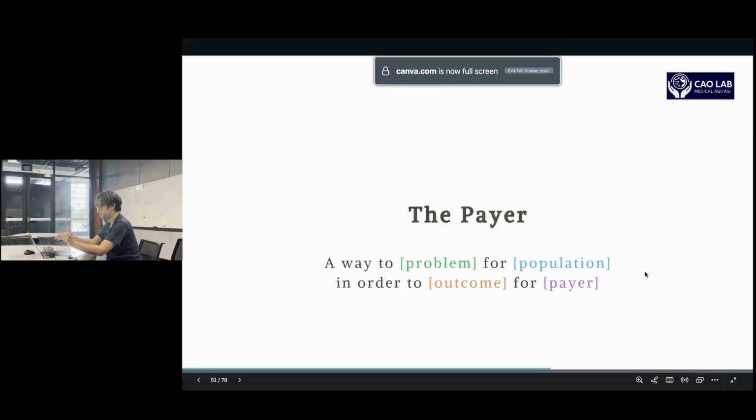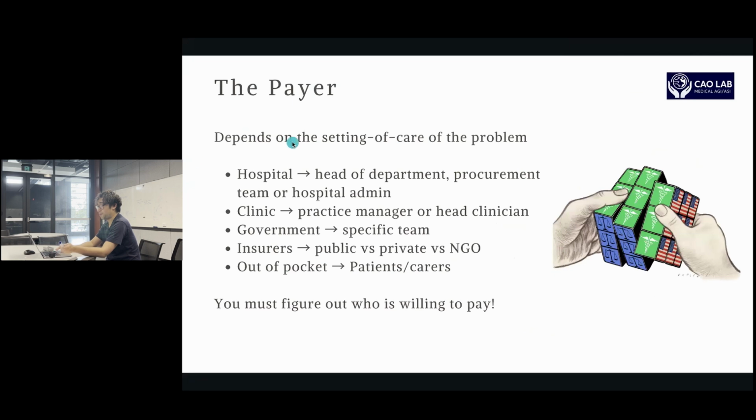Okay, the payer. The payer depends very heavily on the setting of care of the problem, right? As you can imagine, if you have an intubation thing, there's no way a clinic is going to pay for it, right? It has to be the hospital or higher. So if it is hospital related, then the people you want to think about or talk to are people like the head of department, the head of the anesthetic department. They're in charge of a big budget, right? And so they're always thinking about money a little bit, or how they can improve their KPIs.